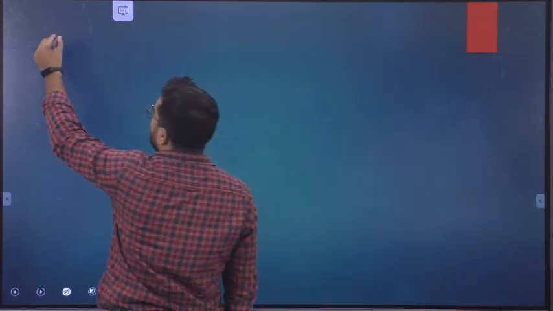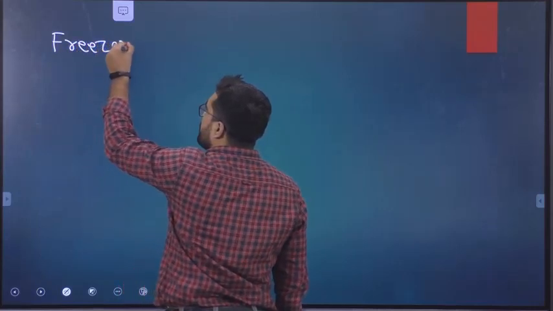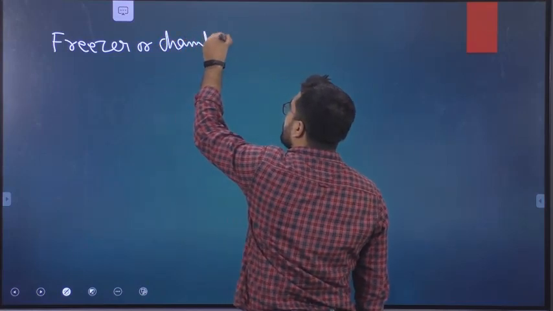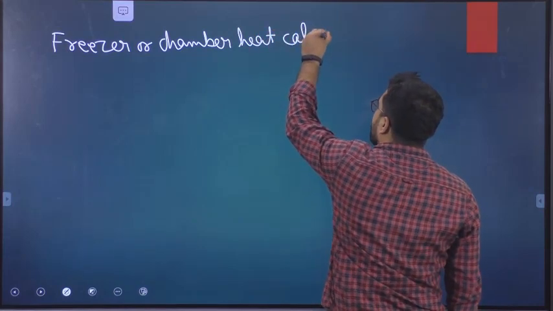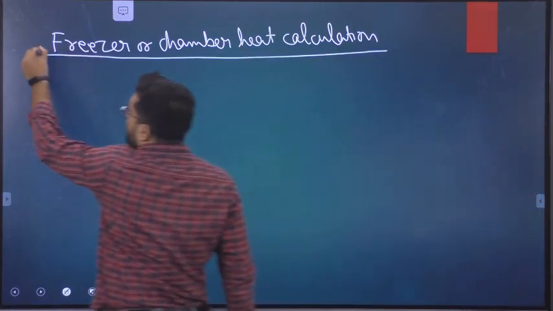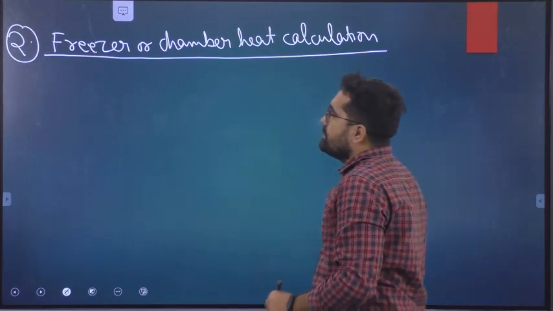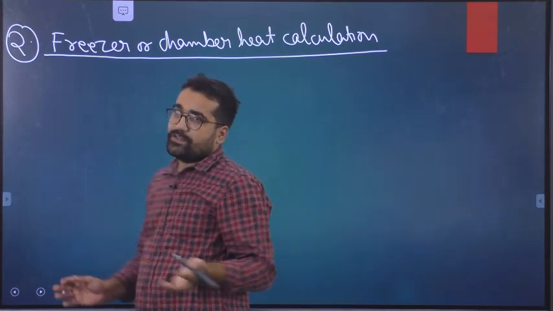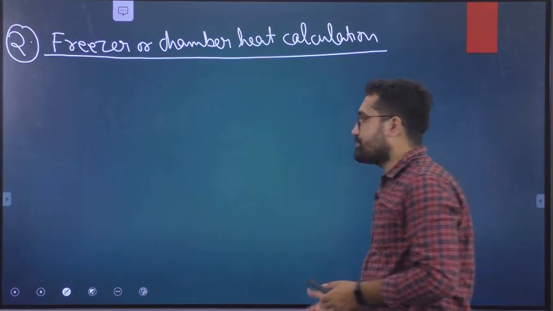Okay, so now freezer or chamber heat calculation. This is point 2. How much heat loss from the chamber? For that, what do we have to find out? First, we have to find out the heat loss due to the walls of the chamber. For that, we need the dimension of the chamber.